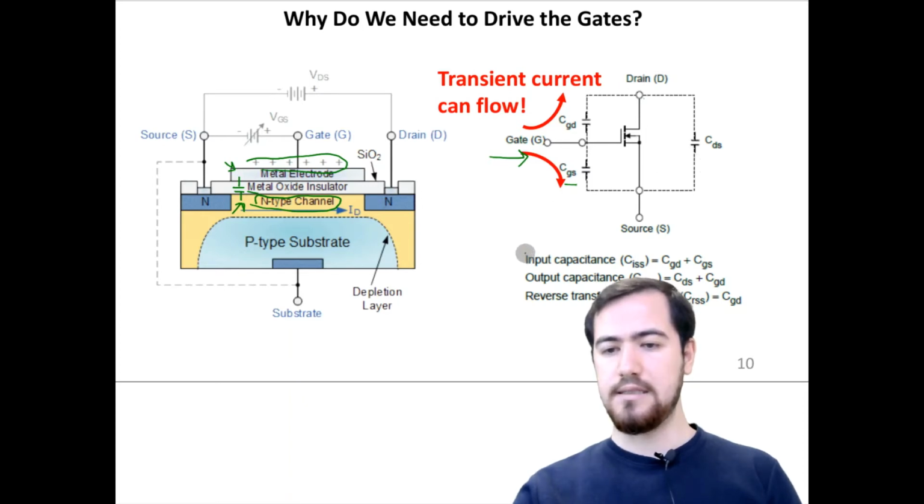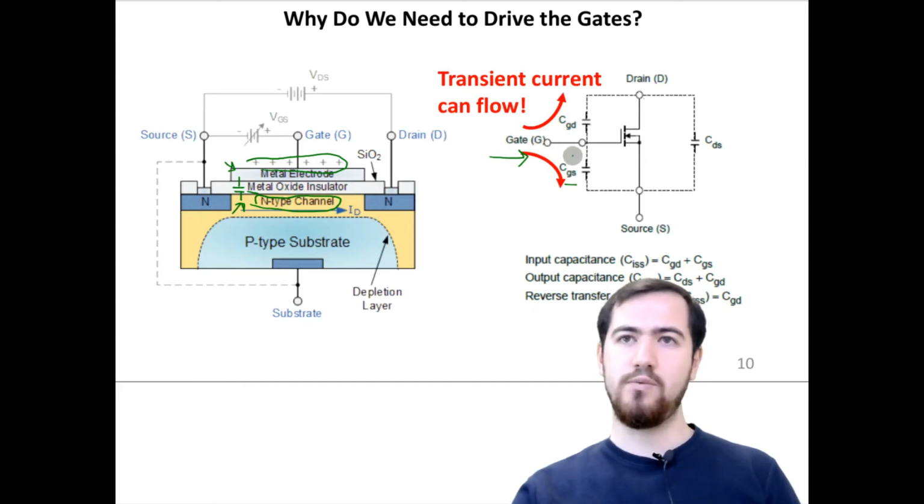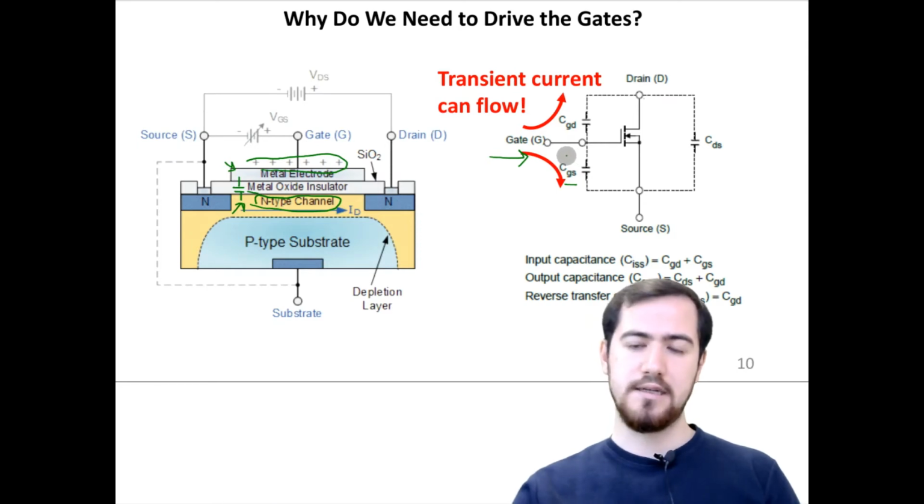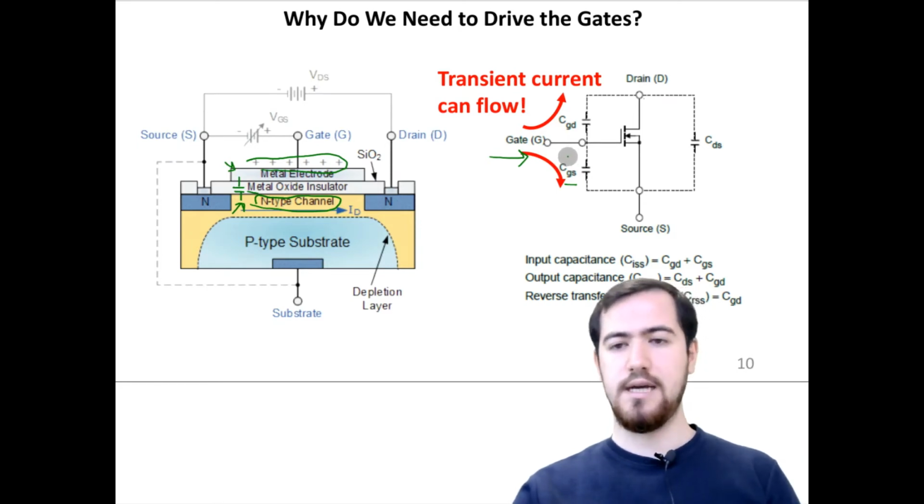The proper definition of input capacitance is the sum of the gate to drain and gate to source capacitances. The output capacitance is the sum of the drain to source and gate to drain capacitances, and the transfer capacitance is just equal to the gate to drain capacitance, or the Miller capacitance. The capacitive couplings can withstand DC bias. They do not make any current flow if it is DC.